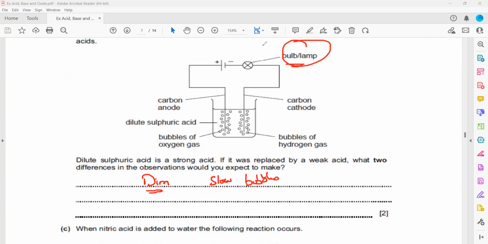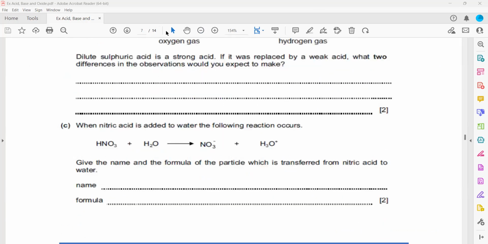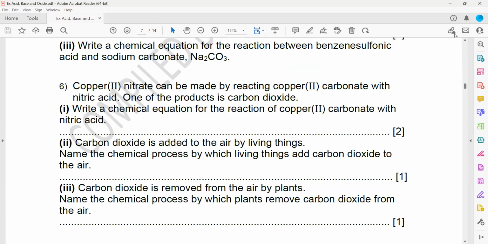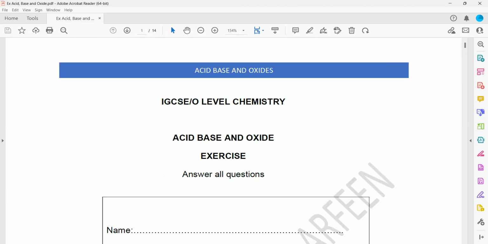When nitric acid is added to water, the following reaction takes place. Nitric acid becomes NO3-, so it means it has donated a proton. Name the particle which is transferred: that is called a proton, and the formula for proton is H+, because a hydrogen atom has one proton and one electron, but the proton means H+ because hydrogen lost that electron, so it is left with only one proton. That's why it's known as H+. So these are the first 7 pages from the exercise on acids, bases, and oxides.